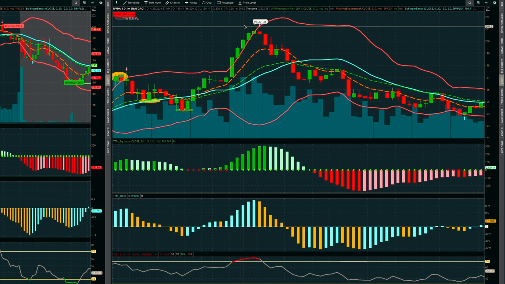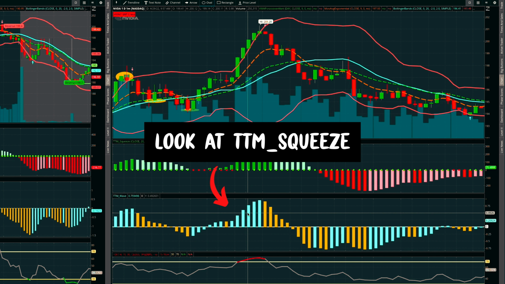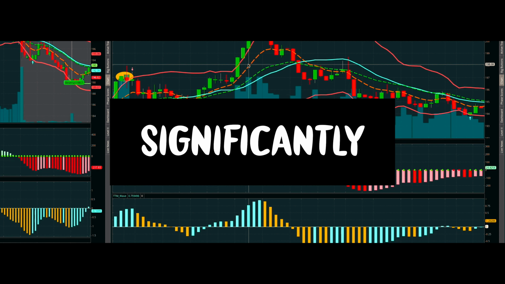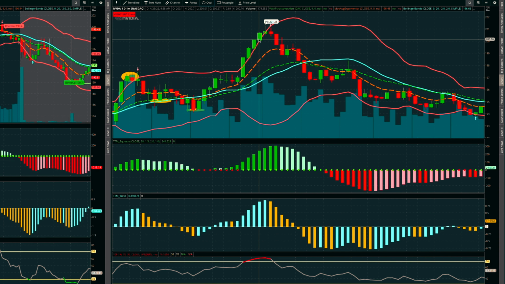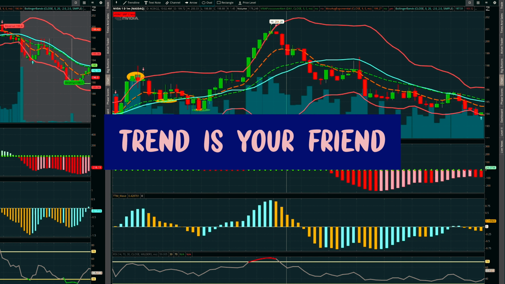We can see that the price started increasing. So right here would be a spot where you would say, okay, well, why didn't you enter a trade right here? And as you can see, you look down at the TTM Wave, and we can see momentum is still increasing quite significantly. And so we don't want to enter a trade if the momentum is going to keep increasing, because then we're going to enter against the trend. And as they always say, the trend is your friend. So you want to enter with the trend.